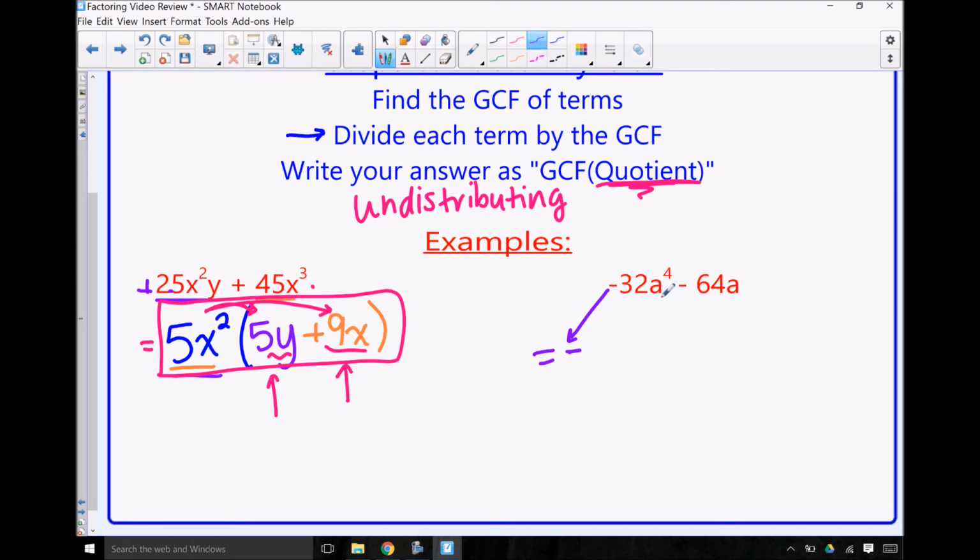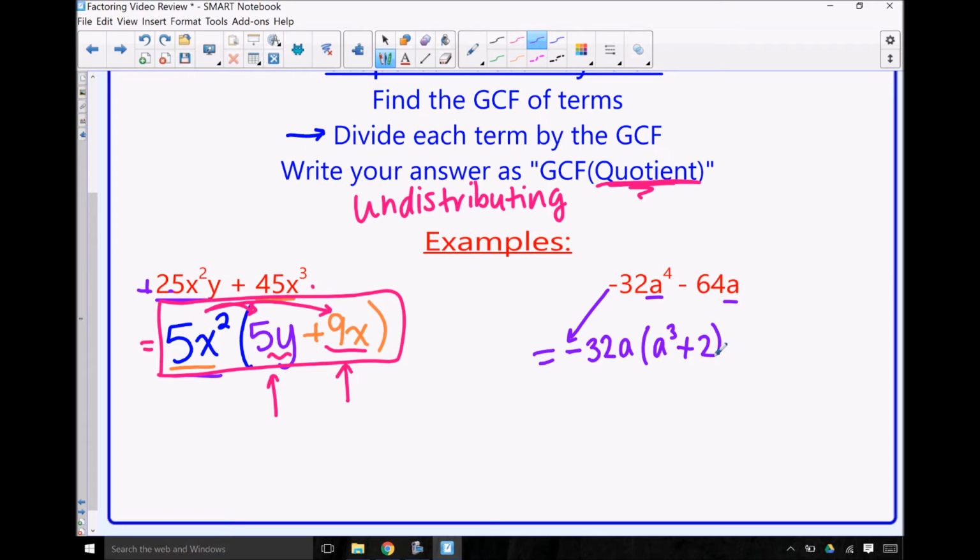Now the largest number that I can divide 32 and 64 by is 32. And then I'm going to look at my variables. A to the fourth power, a to the first power. A to the first power is my lowest exponent, so that's what I'm going to look for. Then when I factor it out, negative 32 divided by negative 32 is 1. A to the fourth divided by a is a to the third because we subtract our exponents. Negative 64 divided by negative 32 is positive 2. And then our a's cancel out to give us 1, but we don't have to write 2 times 1 because it's just 2. Then I can close my brackets.